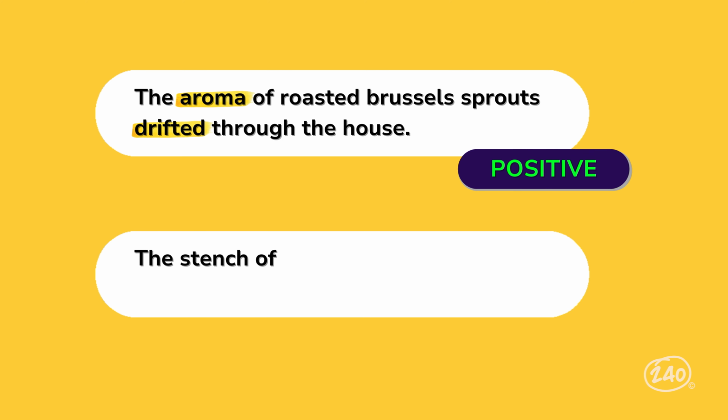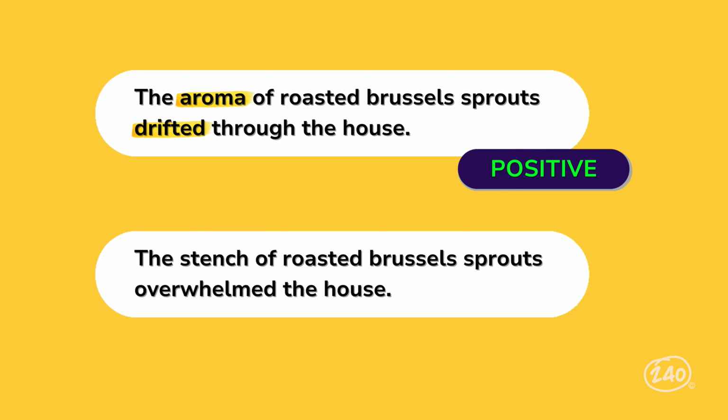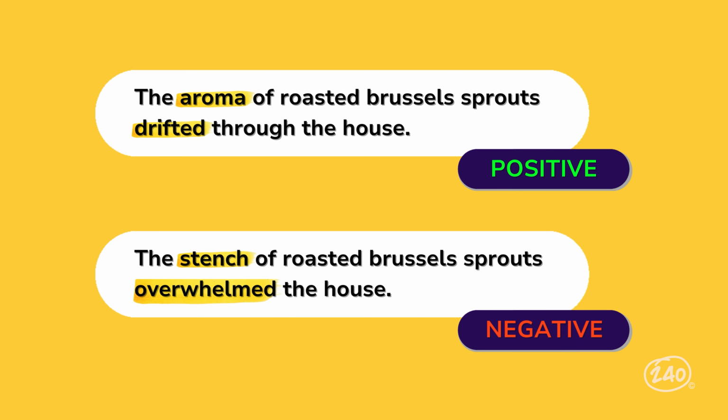The stench of roasted Brussels sprouts overwhelmed the house. The second sentence uses stench and overwhelmed, which feels negative, and we can assume the author does not like Brussels sprouts. It's a negative connotation.